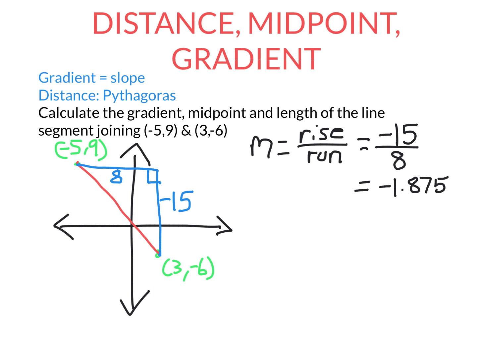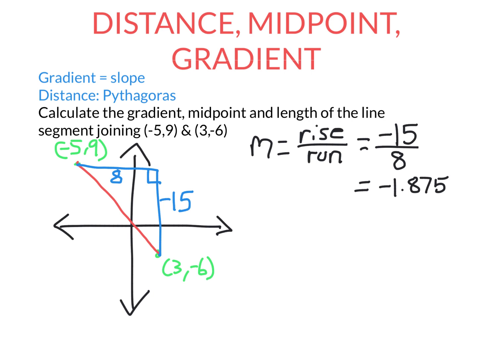Negative gradients always happen when the line segment is leaning to the left. Now, if you start with the leftmost point, like I said, then the run will always be positive. So gradient -1.875 means each time we go across 1 to the right, we go down by 1.875.